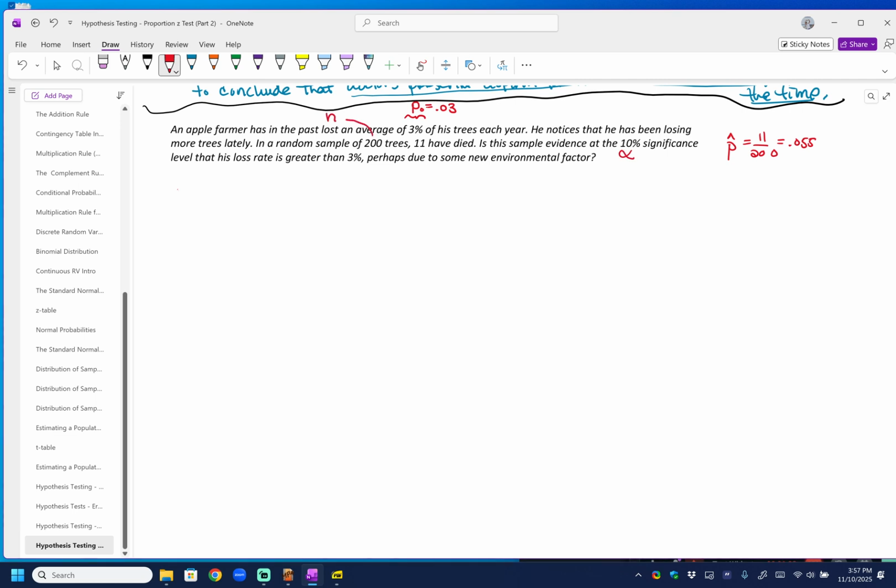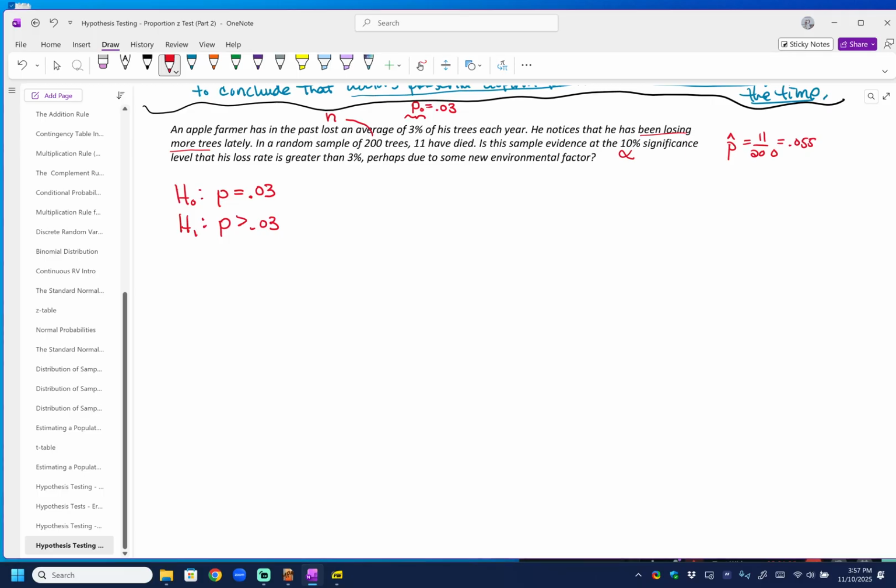So what does our null and alternative look like? Remember, the null is a statement of equality about the population proportion. So that's the 3% value for the number of trees that the apple farmer has lost. Our alternative, we are looking for hints that lead to less than or greater than, or if not, then we go to a not equal to two-tailed test. Well, you can see that it says that he's been losing more trees lately, so it looks like we're going to be doing a right-tailed test with p greater than 0.03.